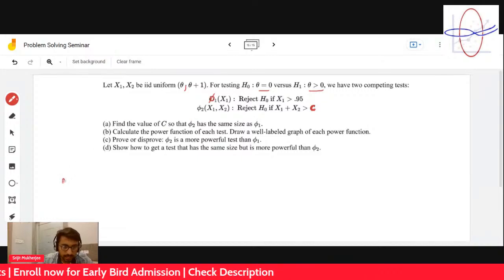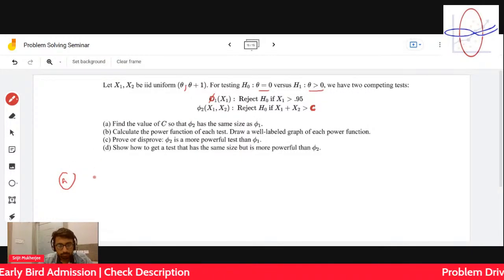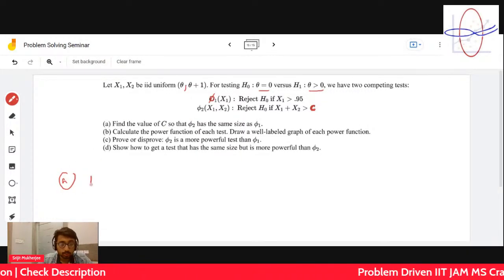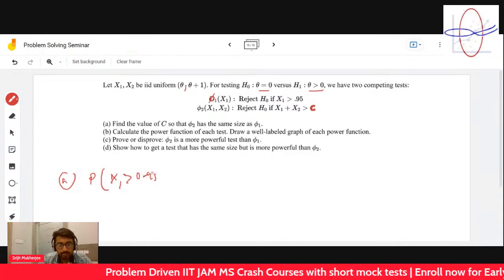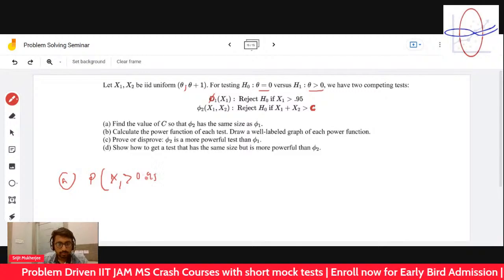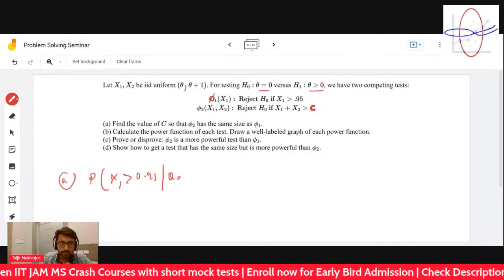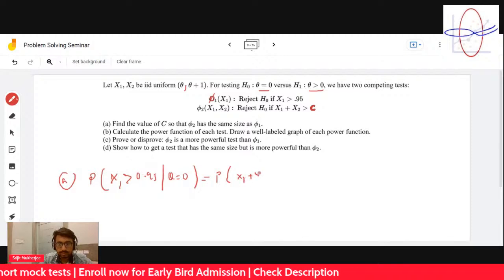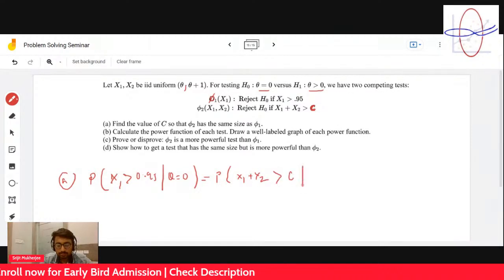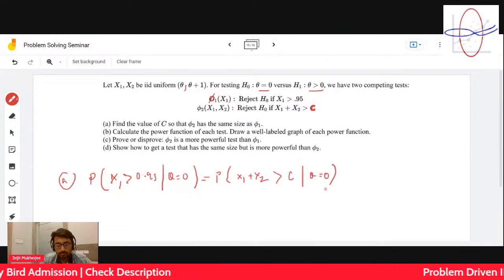The question is to find the value of c such that these two tests have the same size. Size means alpha, the type 1 error. So let's calculate that. It's very easy. For part A, type 1 error is the probability of rejecting h naught, that is, x1 greater than 0.95 given theta equal to 0, which is equal to the probability x1 plus x2 greater than c given theta equal to 0, right?